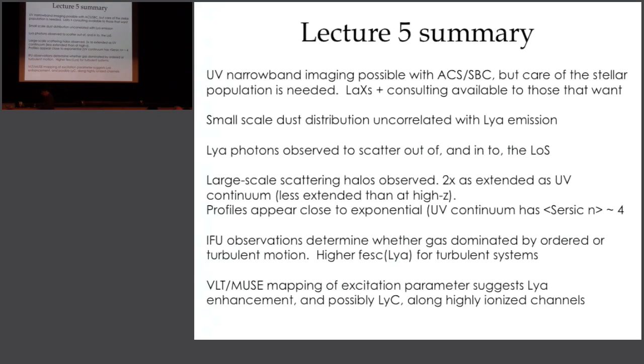Profiles appear to be closer to exponential than the star-forming regions that produce the Lyman-alpha, where the Sérsic index is much more extended, de Vaucouleurs-like profiles. I have a few observations determining whether the ionized ISM, which is the intrinsic, what we call the seed function for Lyman-alpha, is ordered or dominated by turbulent motions, and we find that escape fractions are typically higher in galaxies where the ISM is more turbulent. This could be pointing towards feedback, perhaps, or disruptions by mergers. And that mapping of the excitation or ionization parameter may be indicative that Lyman-alpha transfer is enhanced when you have extremely strongly ionized stars and feedback that can carve channels through the interstellar medium.